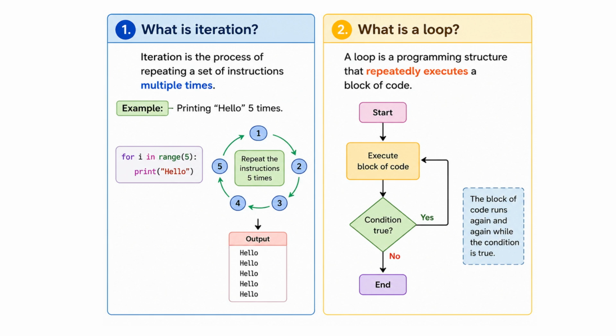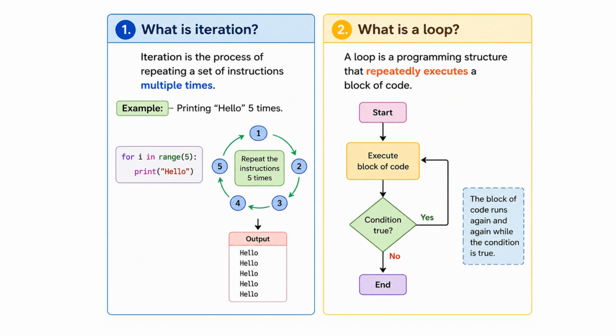Let's follow the flowchart. The program begins at start. It executes the block of code once. Then it checks a condition. If the condition is true, the program goes back and executes the same block again. This process continues over and over while the condition remains true. When the condition becomes false, the loop stops and the program reaches end.